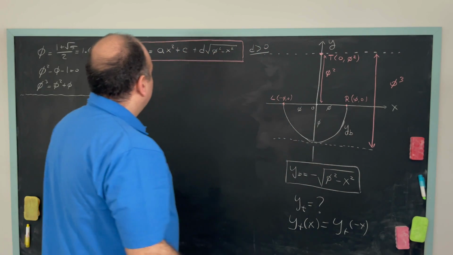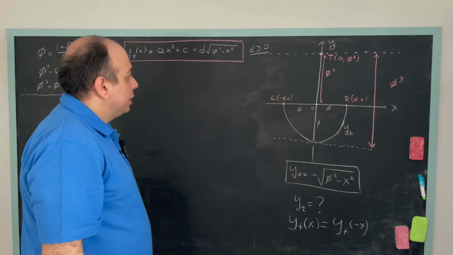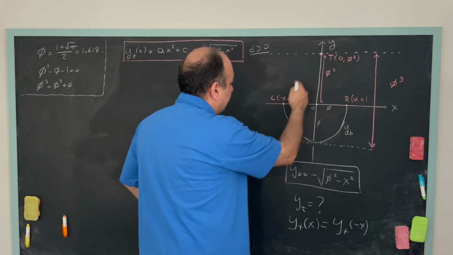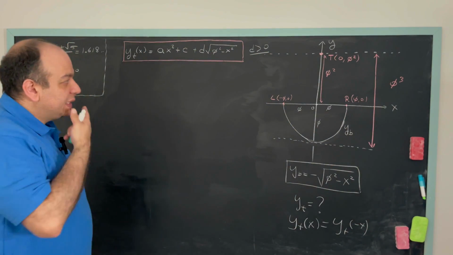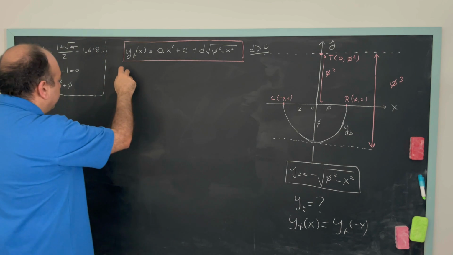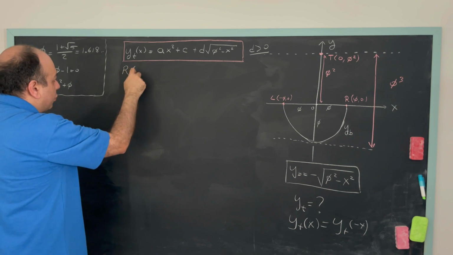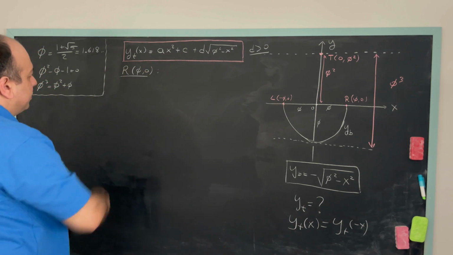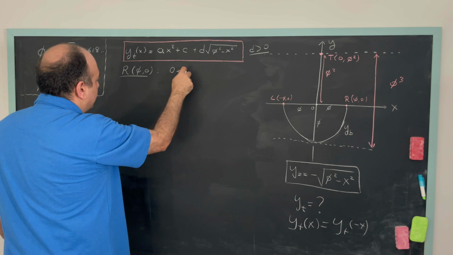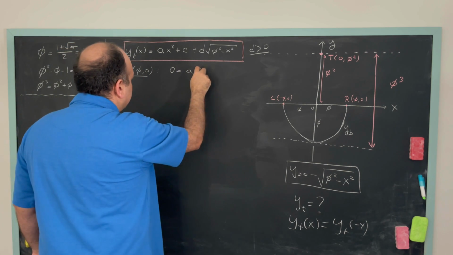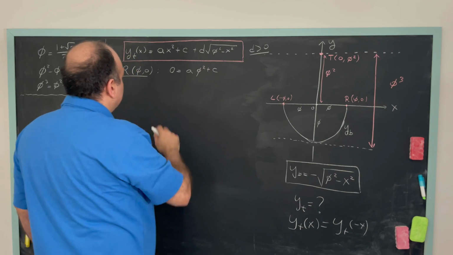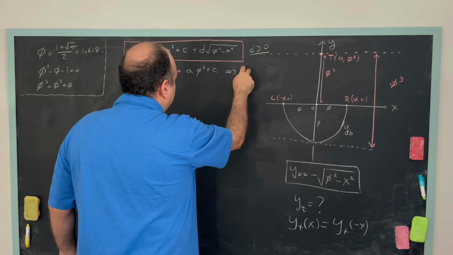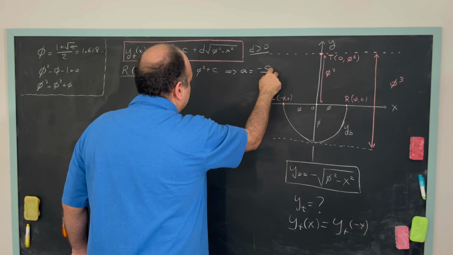So now we would like to determine what A and C are in terms of D, so that this function is going to go through L, T, and R. Okay? So let's first look at R. The point R has coordinates phi and 0. So in other words, when y is equal to 0, x must be equal to phi. 0 must be equal to a times phi square plus c. So when x is equal to phi, this is already 0. So this tells me that a is equal to minus c over phi square.